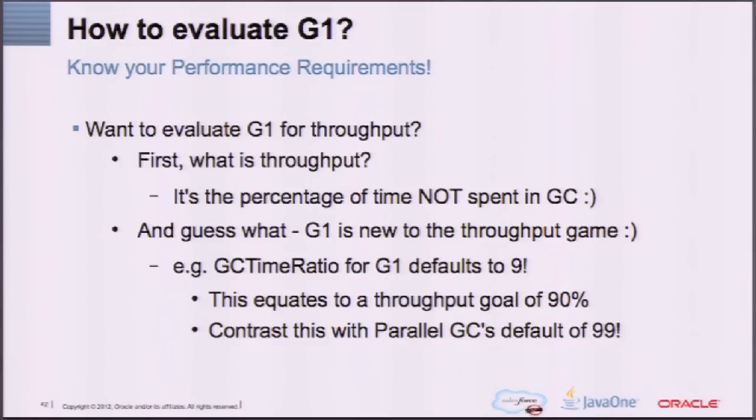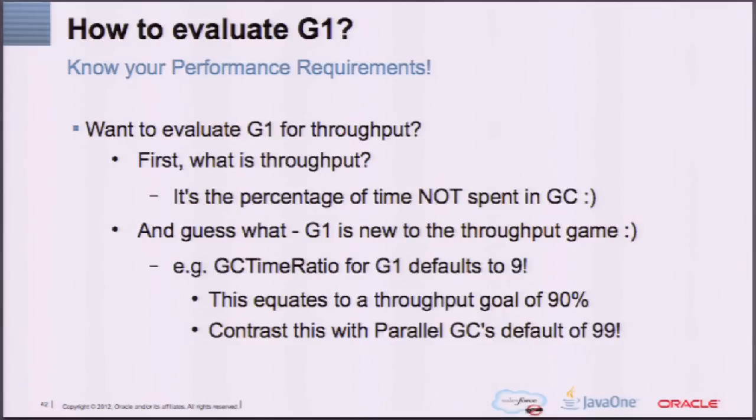Since G1 is new, we're saying that we're okay with... The GC time ratio is the throughput goal, right? It's a log scale, so it defaults to 9 for G1. That equates to a throughput goal of 90%. So you're okay with 90% of application time and 10% of GC time.